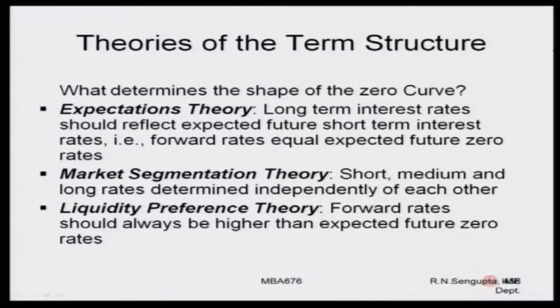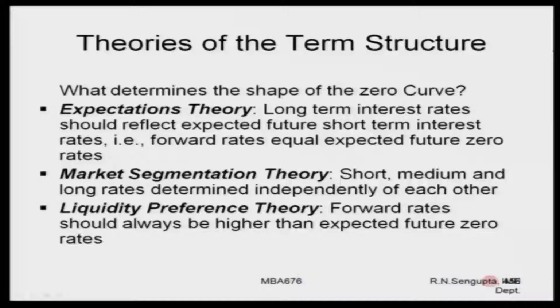For the market segmentation theory, short, medium and long term interest rates are determined independent of each other. So, whatever the zero rate is, whatever the forward rate is, and whatever the long term interest rates are, they would be calculated independent of whatever calculation you have done so far. And in the liquidity preference theory, the forward rate should always be higher than the expected future zero rates, because in the future we will always consider the interest rates to be increasing in such a way that it makes sense for you to go into forwards and futures, because forwards and futures are brought into the market in order to hedge your overall risk.